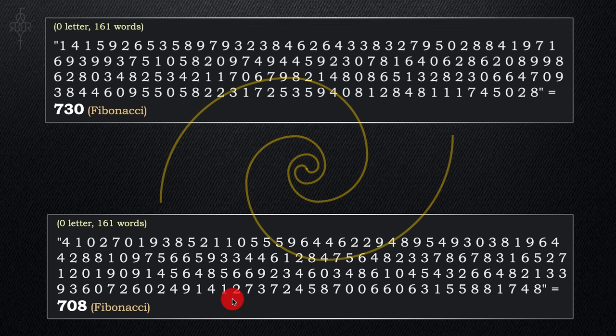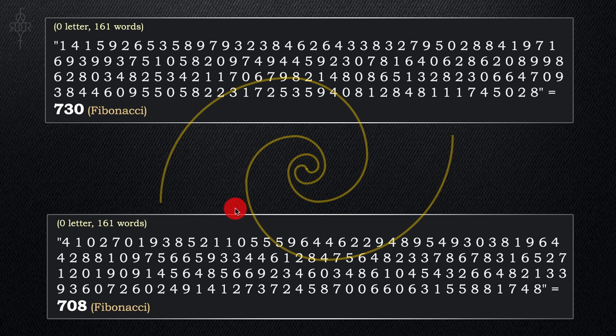Then we want to go another 161 digits past this point right there, and we start off right here, and here it is. There's another 161 digits. So we have 730 and 708. Here's where the mathematical precision comes in. So I know man could never code this.